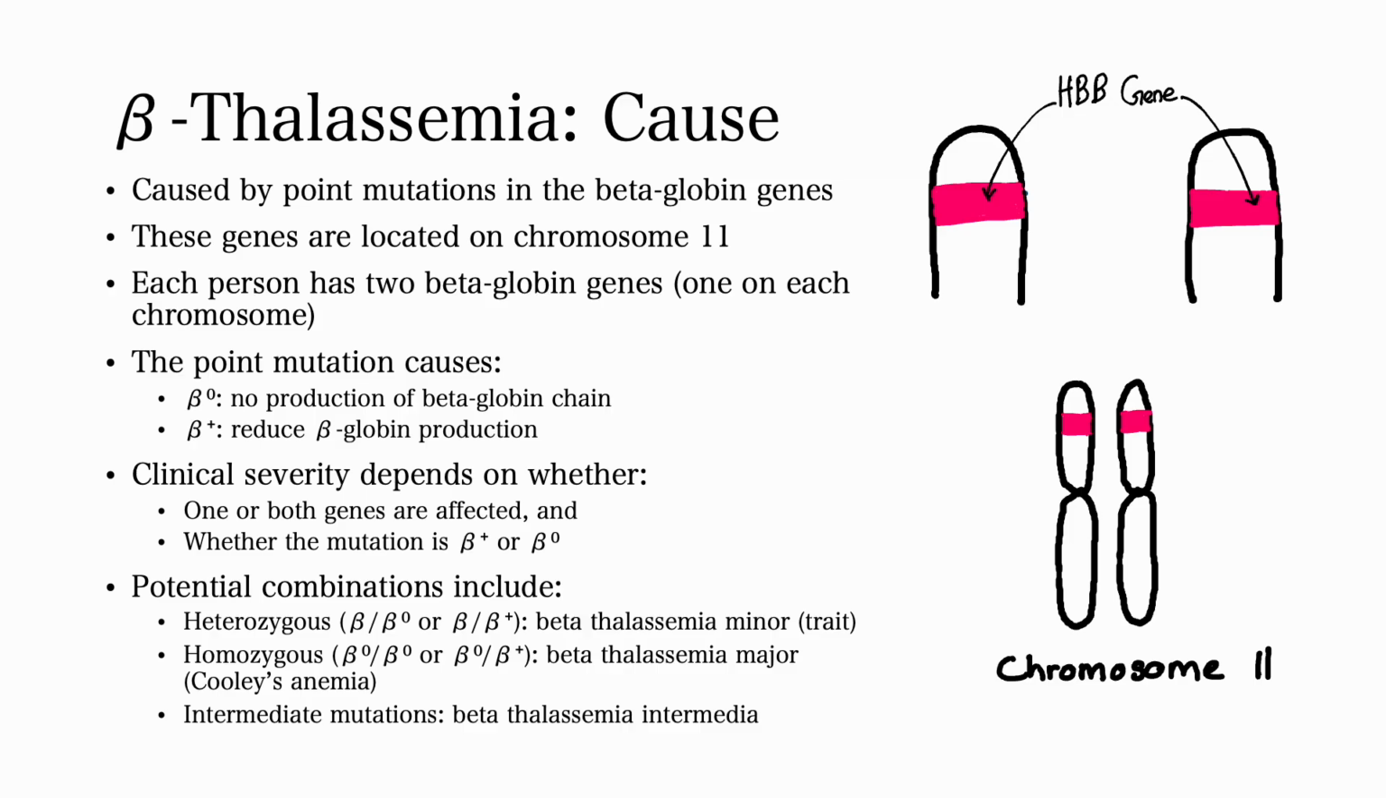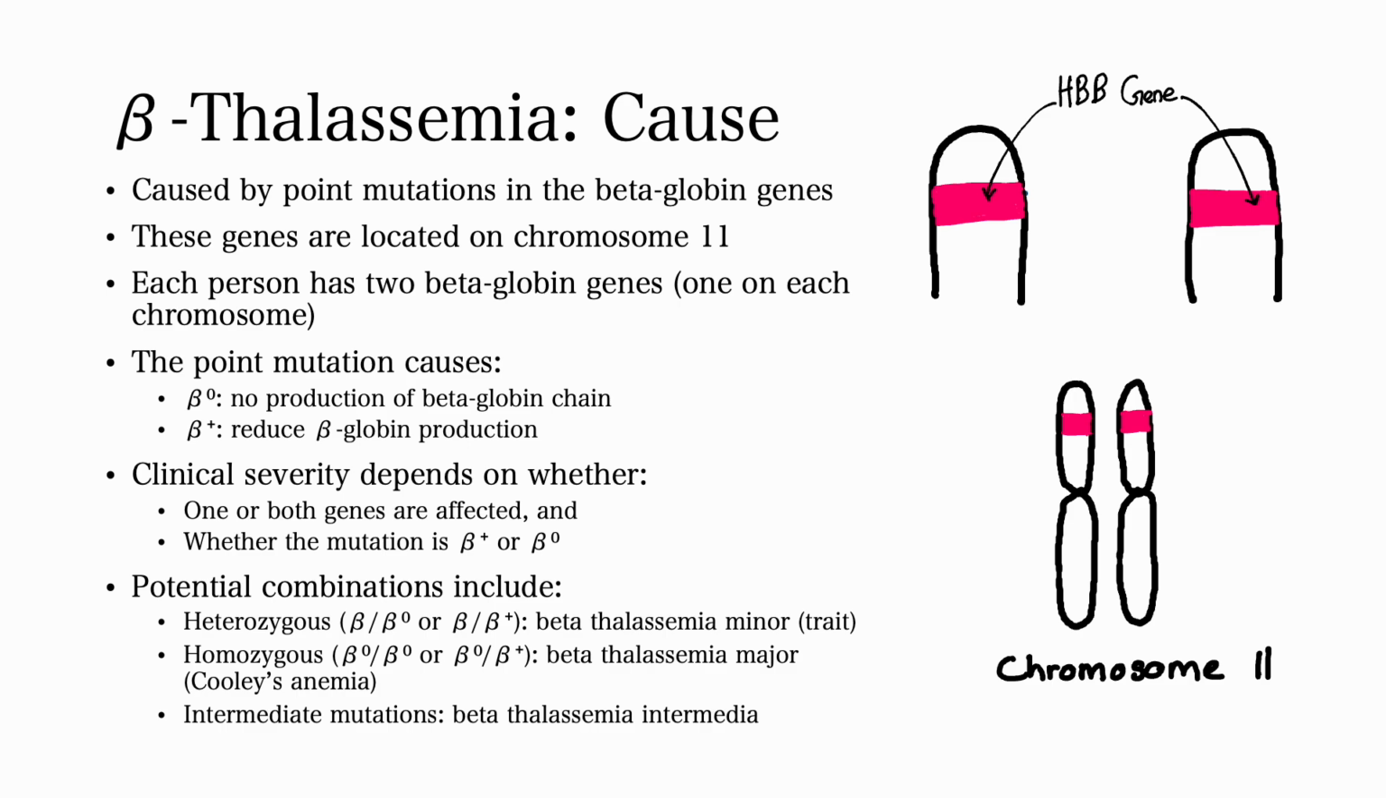The point mutation causes either beta 0 or beta plus mutation. Beta 0 mutation means that there's no production of beta globin genes. Beta plus mutation is that there's a reduced beta globin gene production. Clinically, the severity depends on whether one or both genes are affected and whether the mutation is a beta plus or a beta 0.